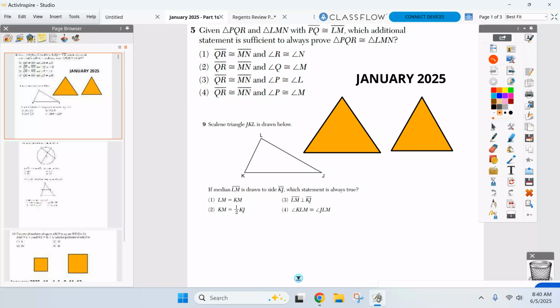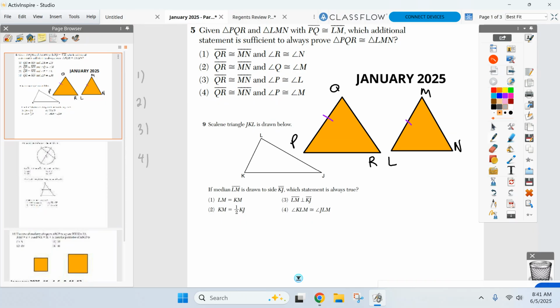All right, we'll start with number 5. I just wanted to go over all the 5 methods of proving triangles congruent with you. So I got triangle PQR, and then I got triangle LMN with some facts. PQ congruent to LM, and that's it. So which one of these 4 choices would show the triangles congruent? Real quick.